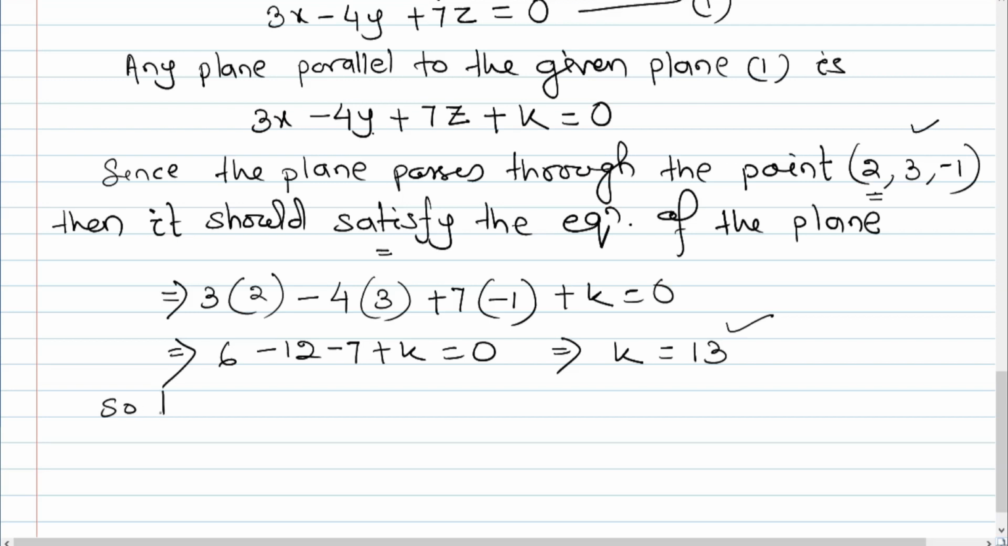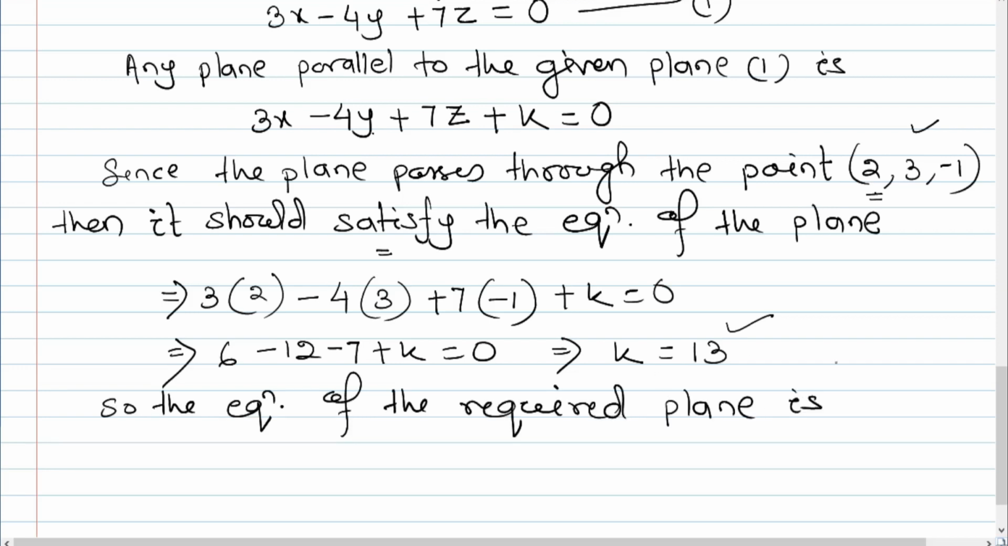So the equation of the required plane is 3x minus 4y plus 7z plus 13 is equal to 0.